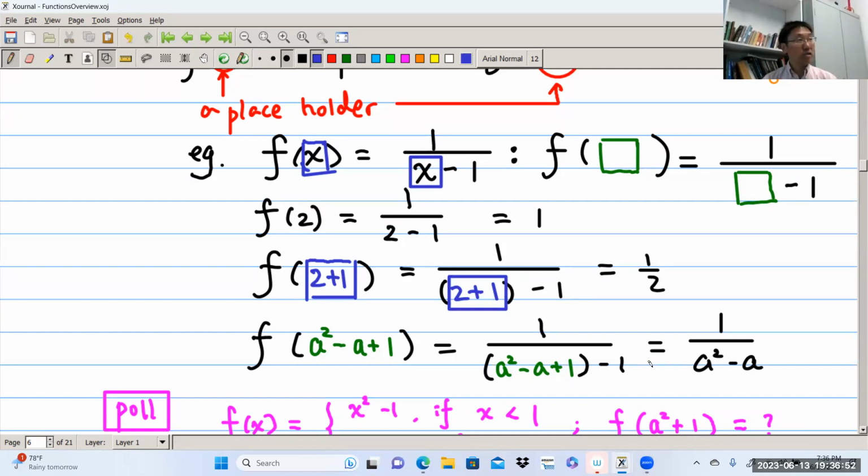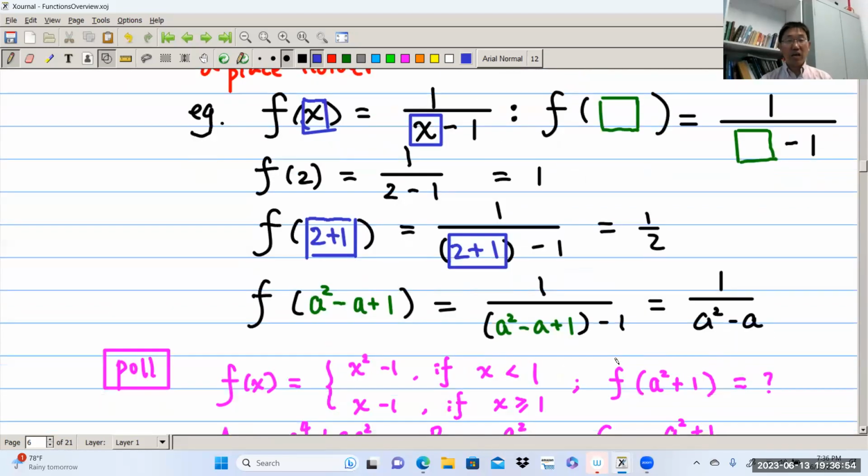Now let's go a little bit further. This time I ask you, what is f of a squared minus a plus 1? So what's the input now to this machine? The input is a squared minus a plus 1, this whole expression in terms of a. And keep in mind, this is just an algebraic expression. At the end of the day, this expression represents a number, but this number is written in the form a squared minus a plus 1. So if I want to evaluate f at a squared minus a plus 1, then you just replace that x by what?